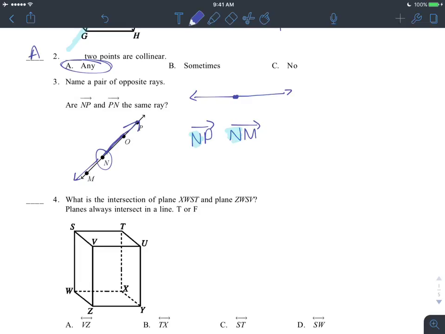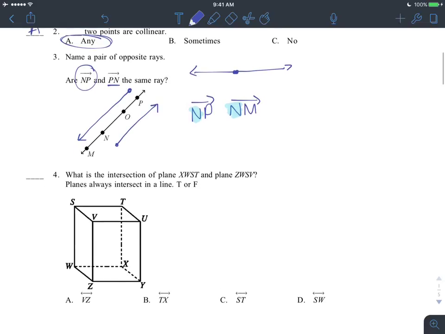And then it says, are NP and PN the same ray? Okay, so if we draw these, I'm going to draw NP up top. N has the endpoint and it's going towards P. In this one, we have it starting at P and going towards N. So no, they are not the same ray.